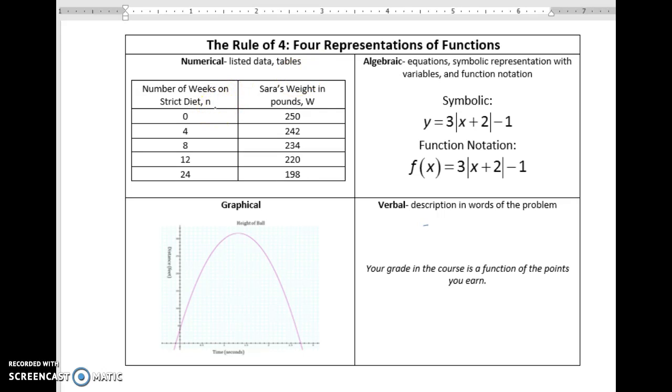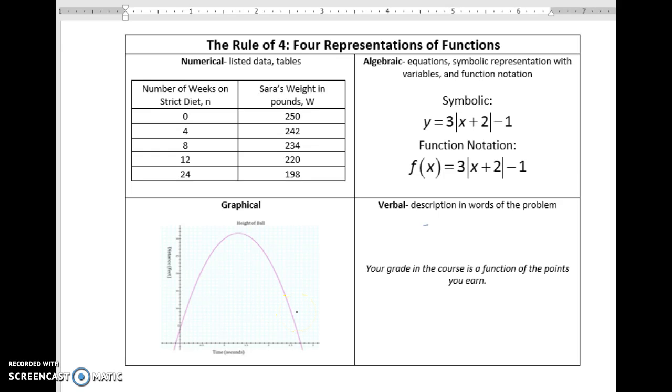So here we have the number of weeks on a strict diet and the amount of weight Sarah is. And notice that all these input values are not repeating, and we have specific output values for each input. In our graphical representation, we can use the vertical line test such that if a vertical line passes through the graph and does not touch the graph more than once, so in other words there's not 2 or more spots, then the graph is a function.